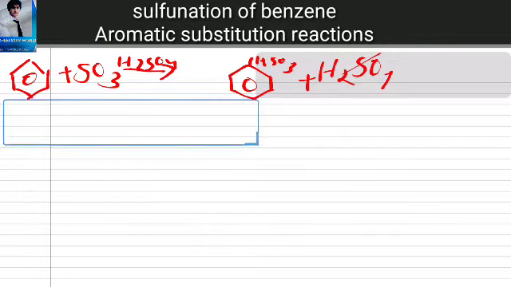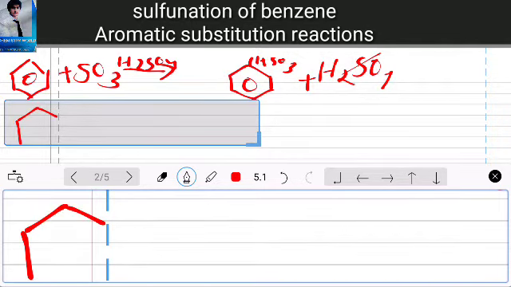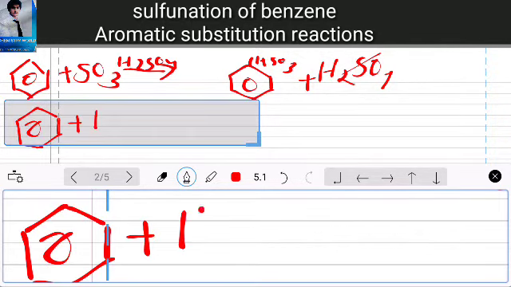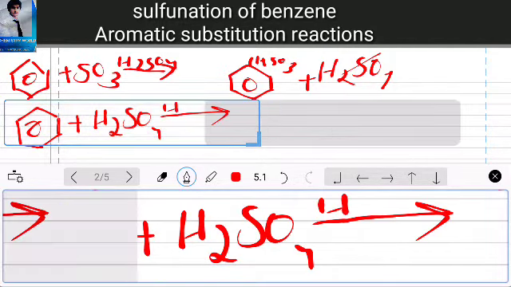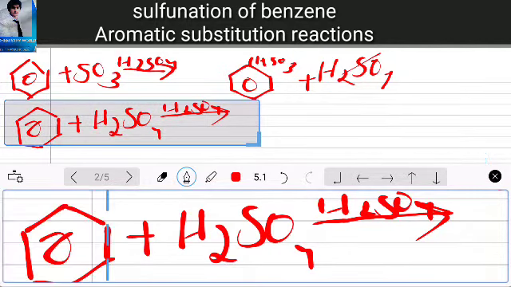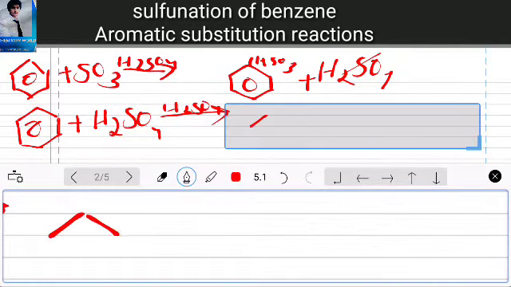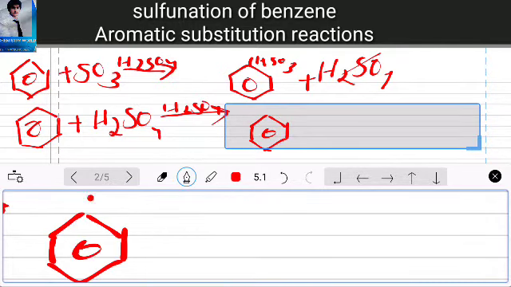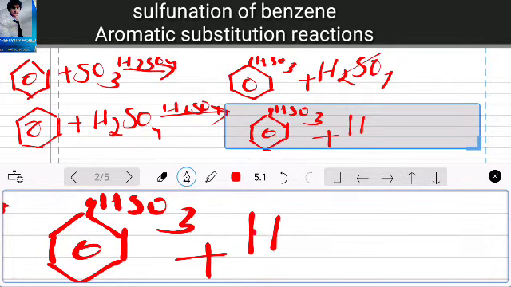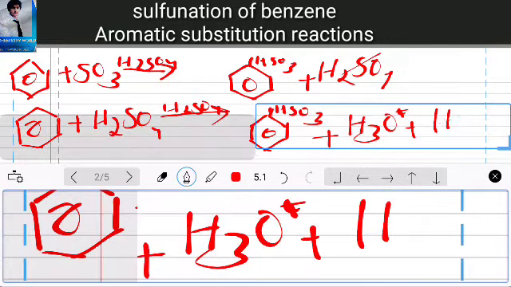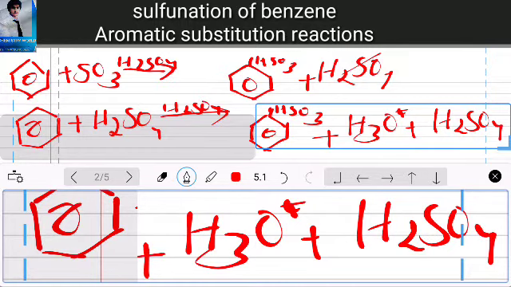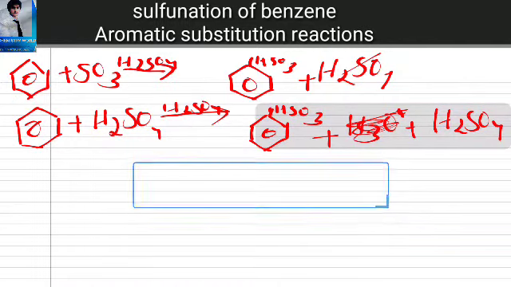The second method of this reaction is we can take H2SO4 instead of SO3, H2SO4 here, and the catalyst also H2SO4, and we can get our sulfonated benzene ring plus H3O positive plus H2SO4. Sorry, not this one. So it is our second method of sulfonation.